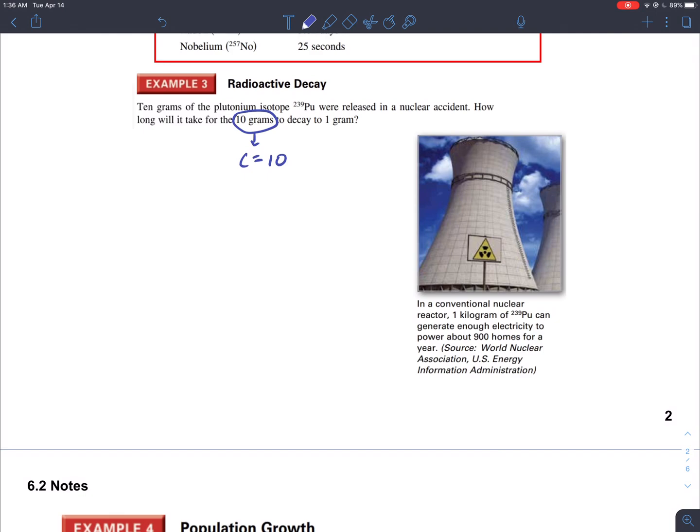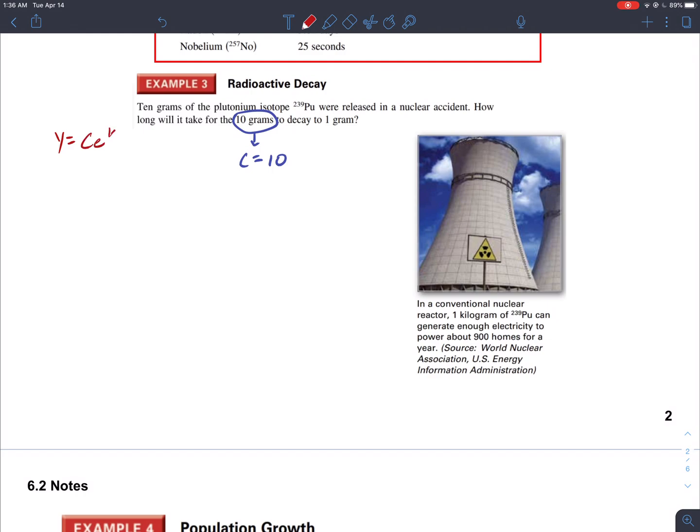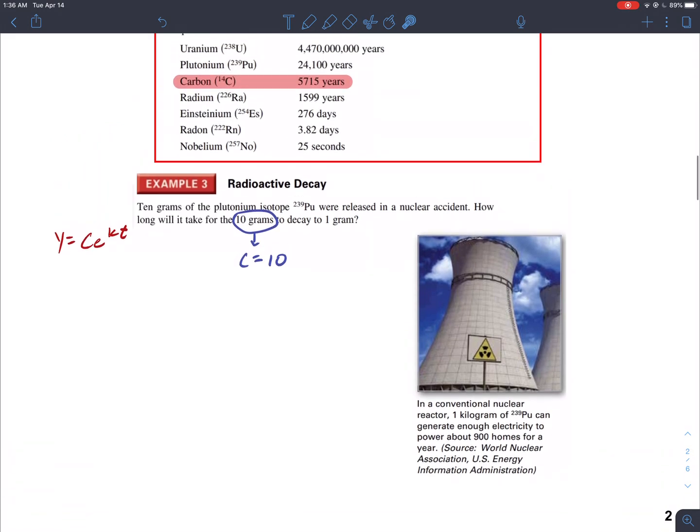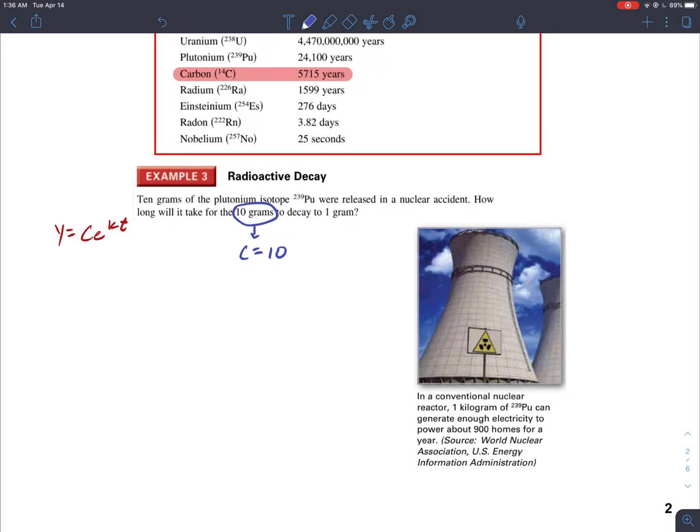It doesn't actually say it in this problem, but this is a law of natural growth, law of natural decay problem, because it's just a radioactive substance that's decaying over time. So we can use our general formula, y equals ce to the kt. All right, and so we know C is 10 already. So let's start plugging in. They tell us that we're starting with 10, and the half-life of plutonium is 24,100 years. So if I started with 10, then I'm going to have 5 after 24,100 years.